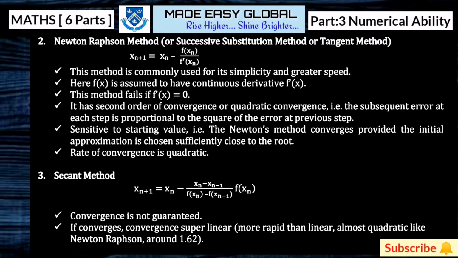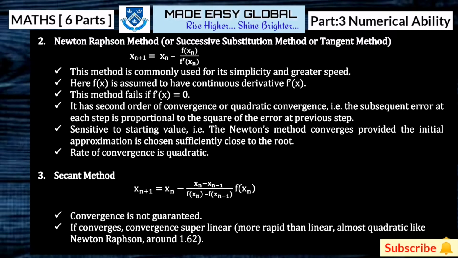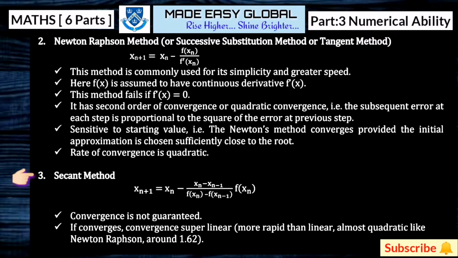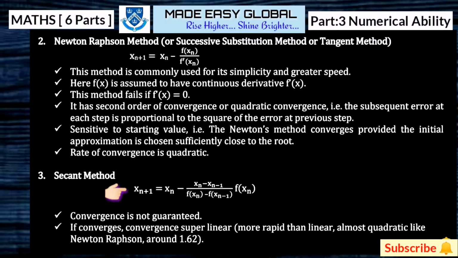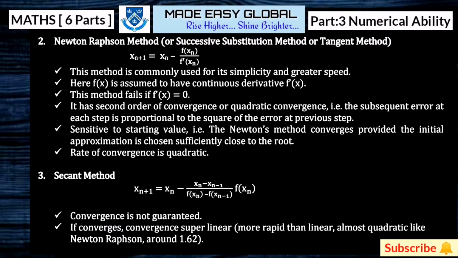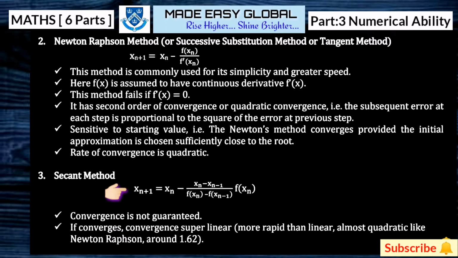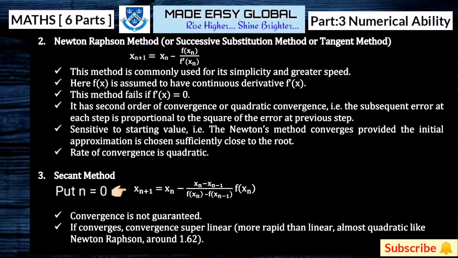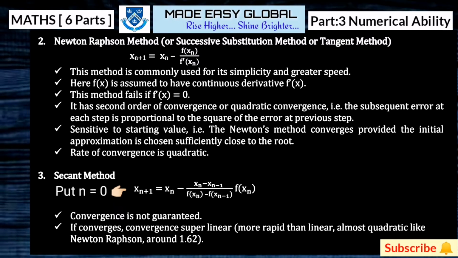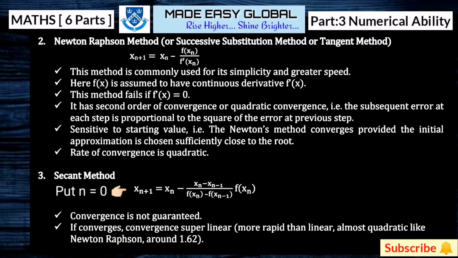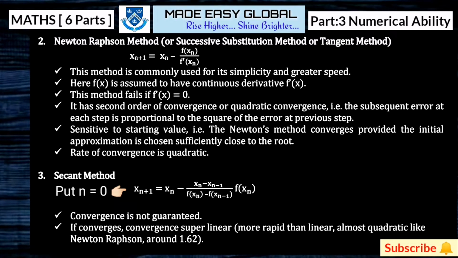The third method is the secant method, which is a modified version of the Newton-Raphson method. Here x(n+1) = xn - (xn - x(n-1))/(f(xn) - f(x(n-1))) × f(xn). If you write it in the form of 1 and 0 by putting n = 0, then this equation will be easier to understand and remember.